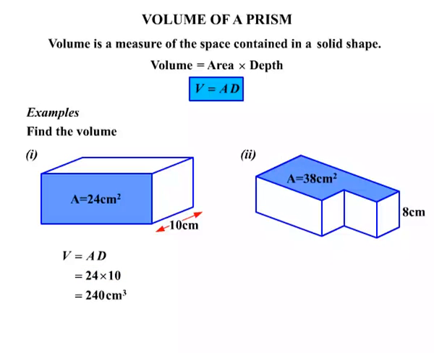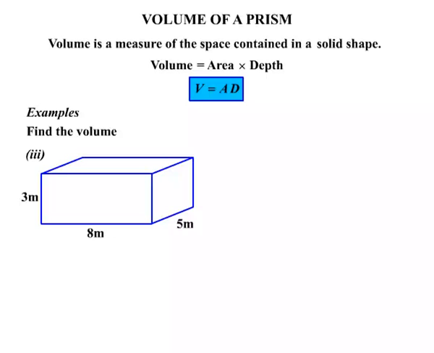Now our next example here, a different sort of shape, but it is a prism, because that area that we see shaded in at the top is consistent right through the shape. So V equals AD, where A, the area, is 38, and D, the depth, is 8. Let's multiply by that, and we calculate that works out to be 304 cubic centimeters. Excellent.